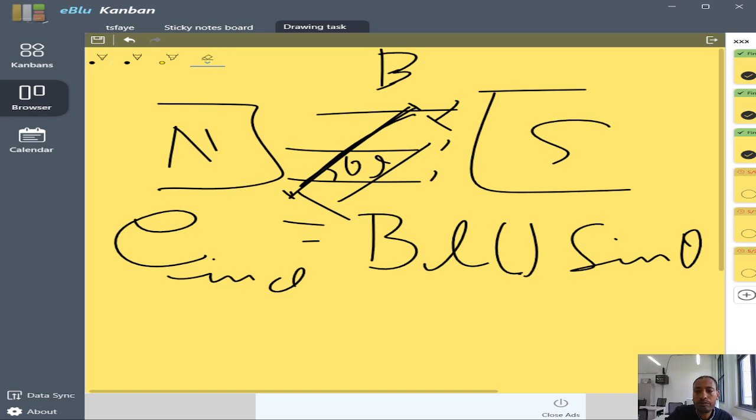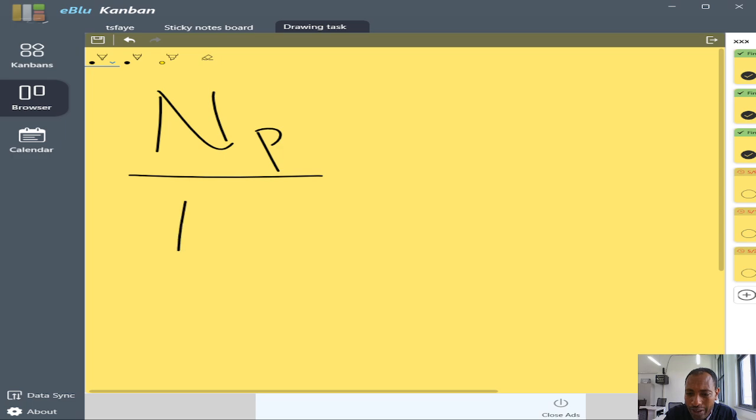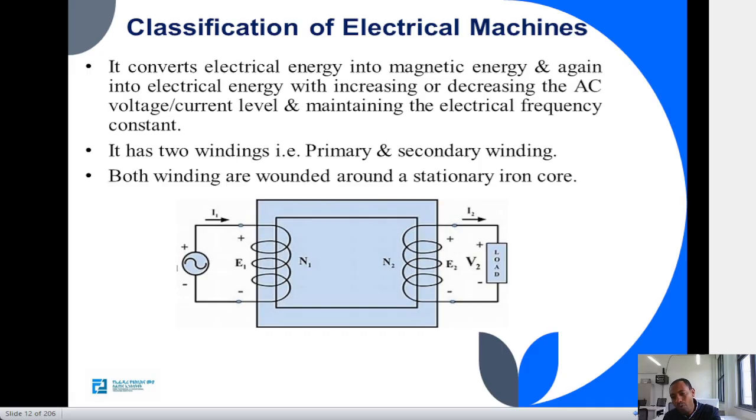Here there is a transformer relation, what we call the turn ratio. N of the primary to N of the secondary should always equal the induced voltage of the primary to the induced voltage of the secondary, which we call turn ratio a. So based on this turn ratio, our transformer may step up or down the input voltage.